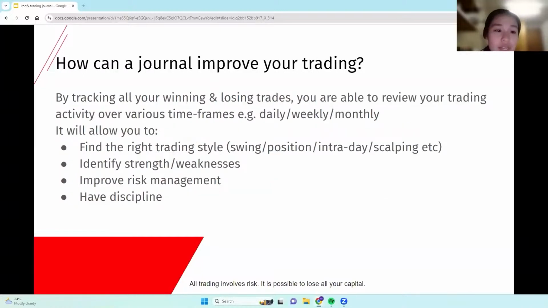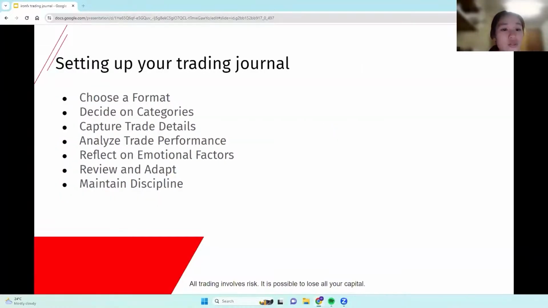So how can your journal improve your trading? So we briefly talked about this earlier, but basically, since you are able to review your trading activity over various time frames, so daily, weekly, or monthly, it will allow you to find the right trading style, whether you are a swing trader, position trader, intraday, or scalper, and identify your strengths and weaknesses, improve your risk management, as well as have discipline.